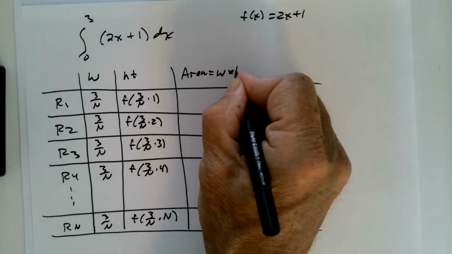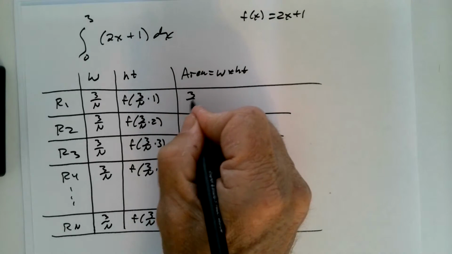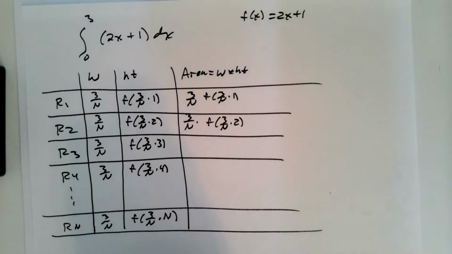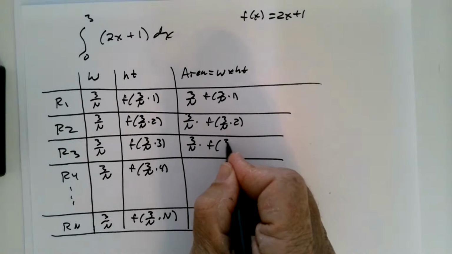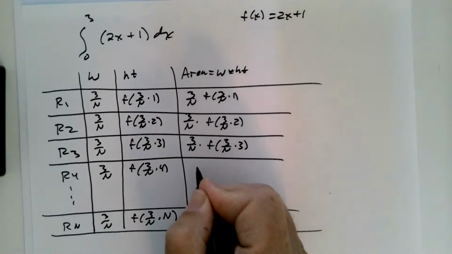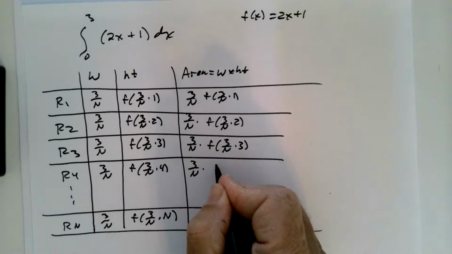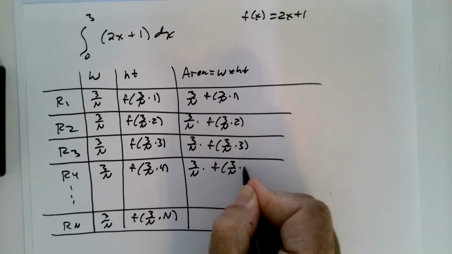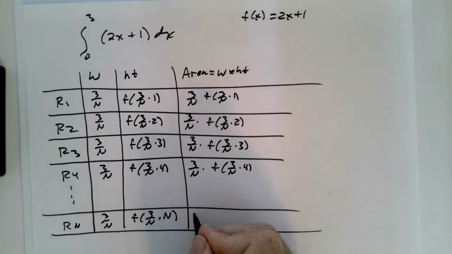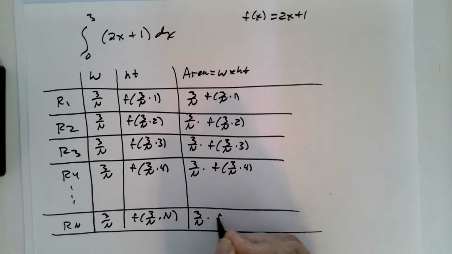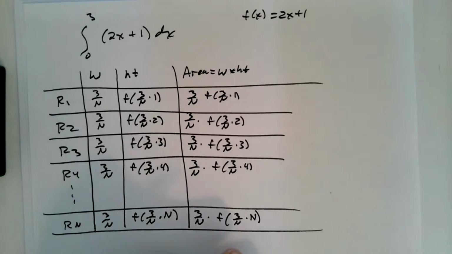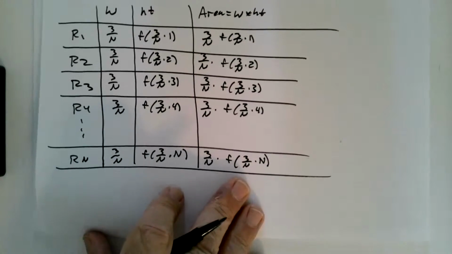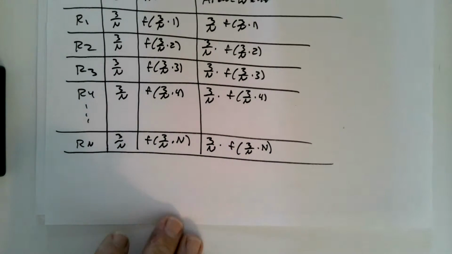Area is width times height. So 3 over n times f of 3 over n times 2. Then we get 3 over n times f of 3 over n times 3, 3 over n times f of 3 over n times 4. Finally, 3 over n times f of 3 over n times n. I want to add all of those together.